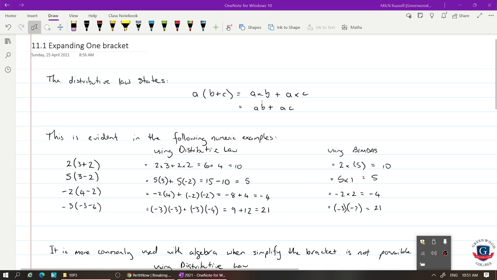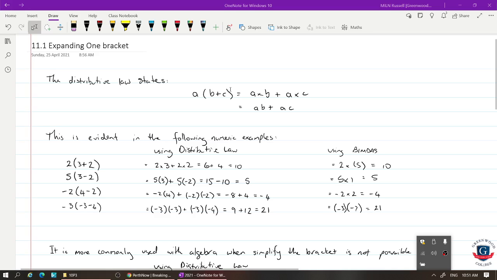Typical of algebra problems, the multiplication symbol disappears. Now, we need to be mindful that distributive law says distribute over both terms in the bracket. The most common mistake is that the a times c gets forgotten, so please don't do that.